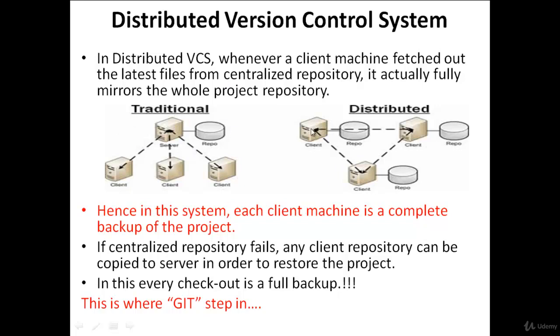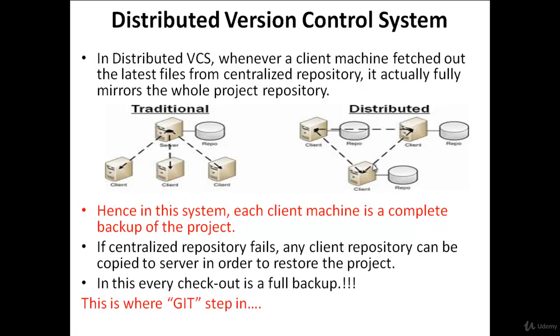Now, if we talk about a distributed version control system, let's say this is a centralized repository, right? Whenever any client checks out the code from this repository, it will bring the entire repository as a mirror onto their local machine. Same way, if the second client or the third client performs the same thing, the entire repository will be checked out to his local machine as a mirror, right?